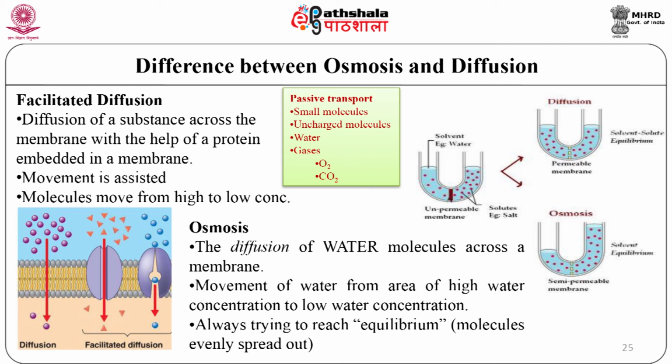Passive transport takes place for the following molecules: small molecules, uncharged molecules and water. Gases like oxygen and carbon dioxide. These were the details regarding components of the cell wall, its structure and different types of transport.